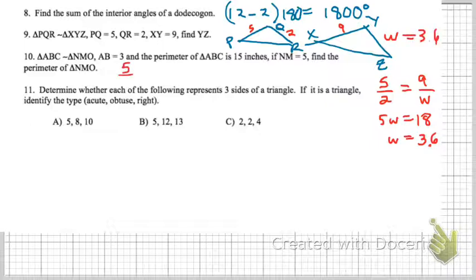So 10 is similar triangles, and what we have is a side of 3. The perimeter of ABC is 15 inches, and a side of the other NMO triangle. What we know is the ratio of two corresponding sides, which AB and NM are corresponding. The reason I know that is they are the first two letters of the similarity statement in number 10, and the first two letters in a similarity statement would be related similar sides. So AB is 3, NM is 5. So I make a ratio of those sides, 5/3. That's our scale factor, ratio of two known similar sides.